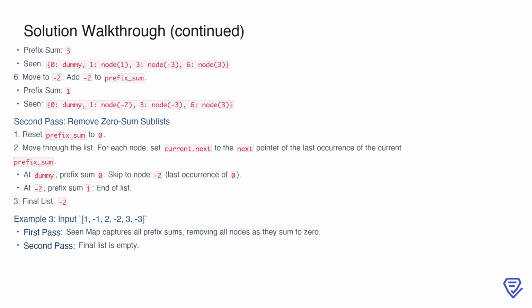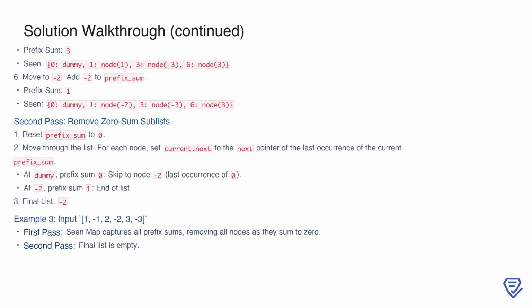In the second pass for this example, we again reset the prefix sum to 0 and traverse the list while skipping over zero-sum subsequences. Starting at the dummy node with prefix sum 0, we skip directly to the last occurrence of 0, which is node -2. At node -2, the prefix sum is 1, and since there are no further nodes, the traversal ends. The final list contains only -2.